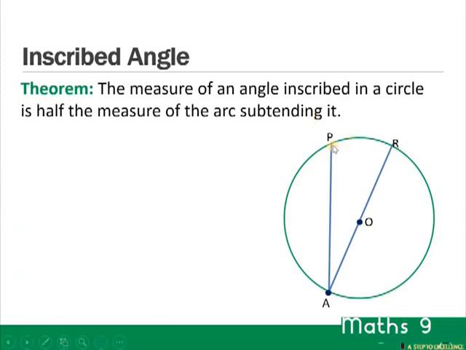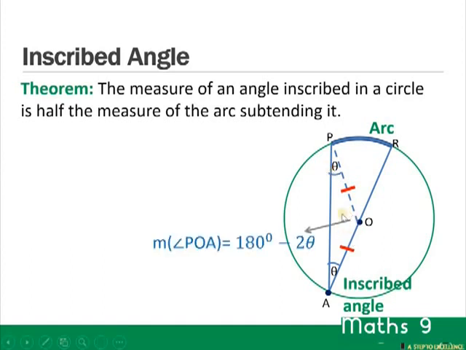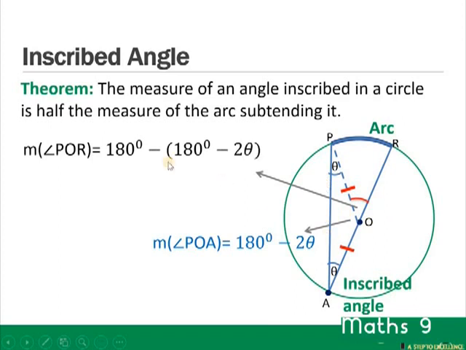On the diagram, we have the line PA and the line AR. This angle here, PAR, is the inscribed angle, and this arc here, PR, is the arc subtending it. Let's turn this into an isosceles triangle made up of 2 radii. So this angle here is also theta. Now this angle here is going to be 180 minus 2 theta, because the angles in a triangle add up to 180. And then this angle here is going to be 180 minus (180 minus 2 theta), because these 2 angles here lie on a straight line, so they add up to 180.